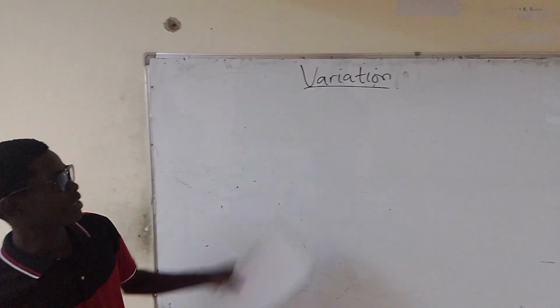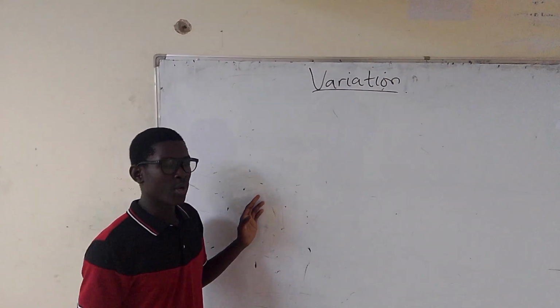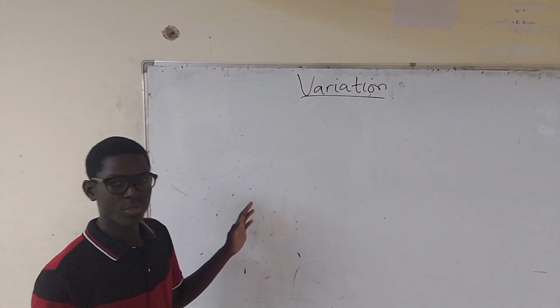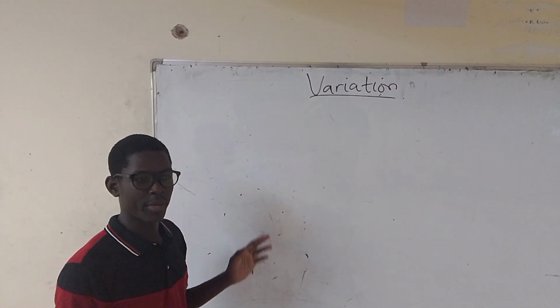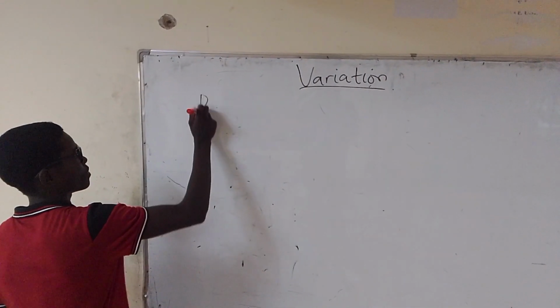Let us consider this topic, variation. Under variation, we're going to look at direct variation, inverse variation, joint variation, and partial variation. So we're going to start with direct variation.